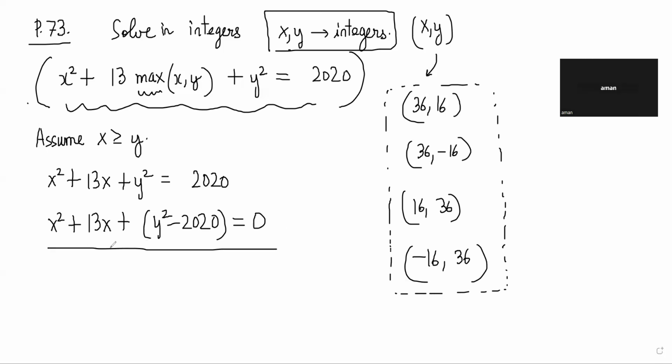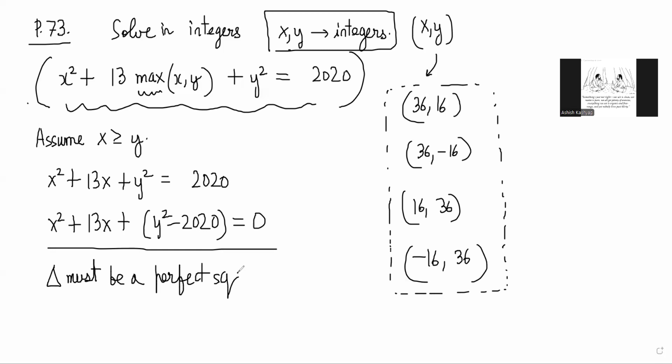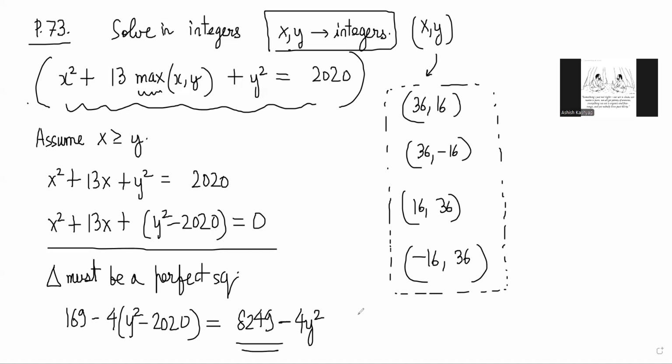If this quadratic has an integer solution, the discriminant must be a perfect square. So let's look at the discriminant. The discriminant is 169 minus 4 times (y square minus 20). And that is basically 4 times 80 plus 169, so 8249 minus 4y square. And this is a perfect square. So we can call it some s square where s is an integer. Right?